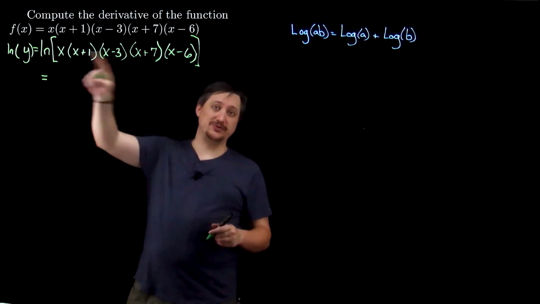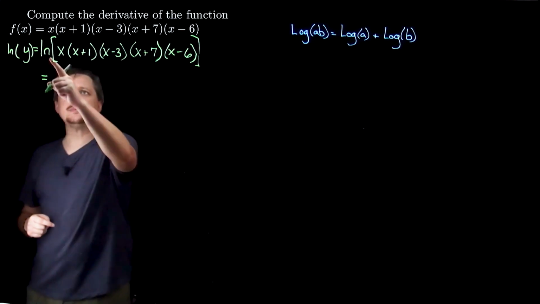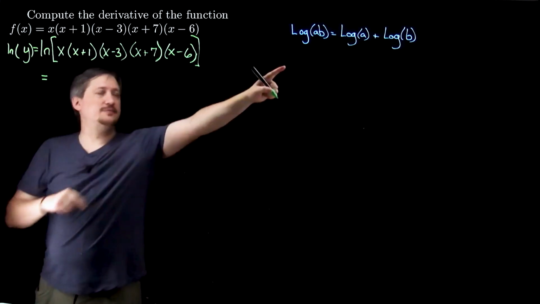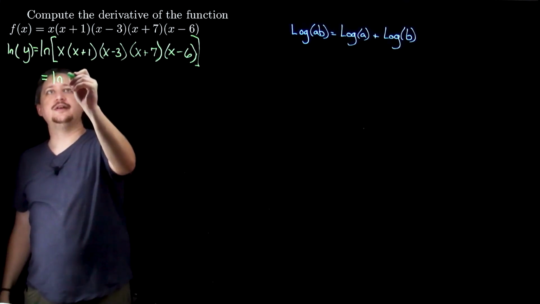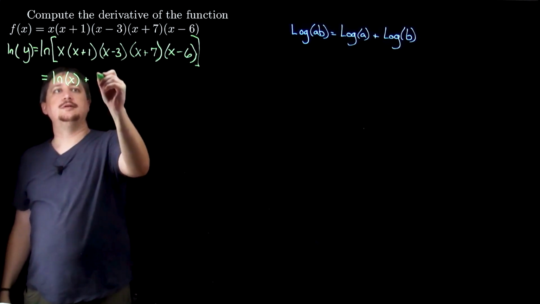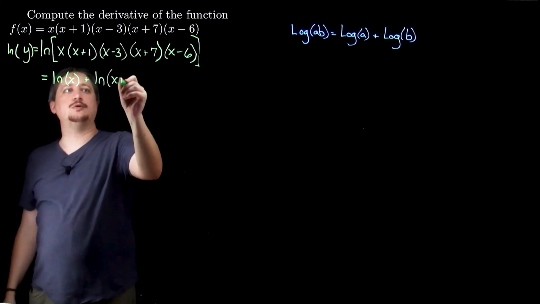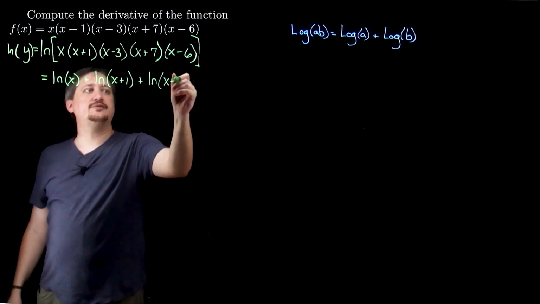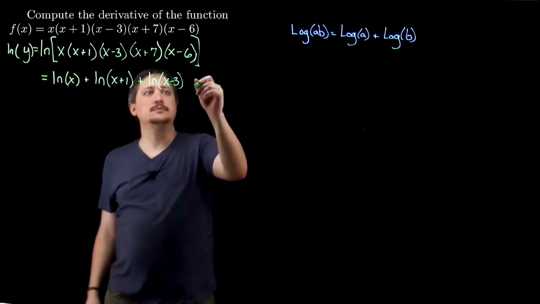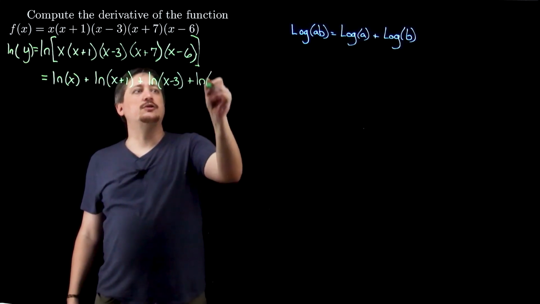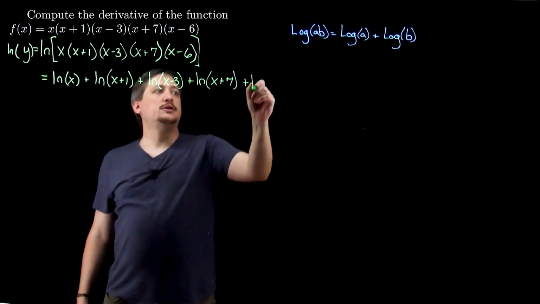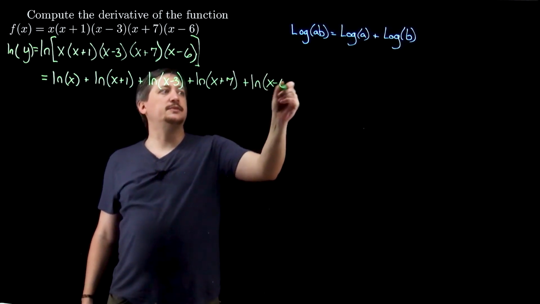First, I'm going to use my log rules to break up this monstrosity. Basically every product here becomes a sum. So I'm going to have natural log of x plus natural log of x plus 1 plus natural log of x minus 3 plus natural log of x plus 7 plus natural log of x minus 6.